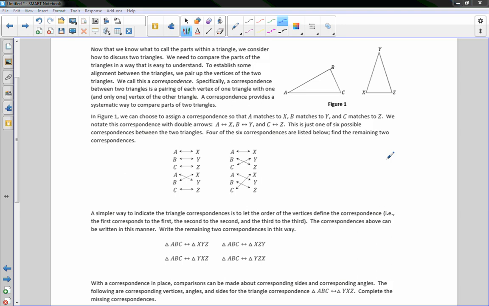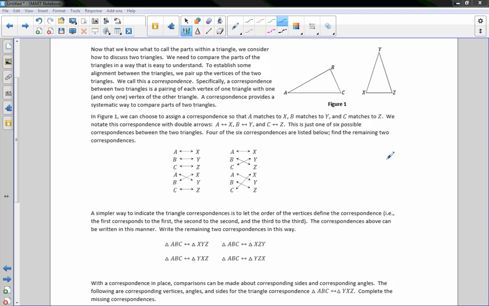Okay, so it says now that we know what to call the parts within a triangle, we consider how to discuss two triangles. We need to compare the parts of the triangles in a way that is easy to understand. To establish some alignment between the triangles, we pair up the vertices of the two triangles. We call this a correspondence. Specifically, a correspondence between two triangles is a pairing of each vertex of one triangle with one and only one vertex of the other triangle. A correspondence provides a systematic way to compare parts of two triangles. In Figure 1, we can choose to assign a correspondence so that A matches to X, B matches to Y, and C matches to C.